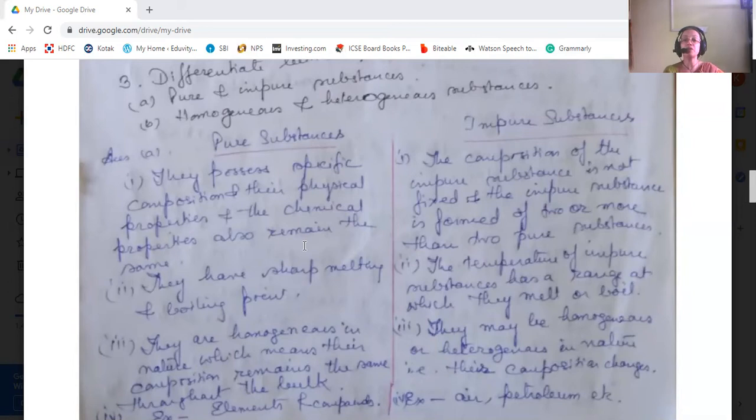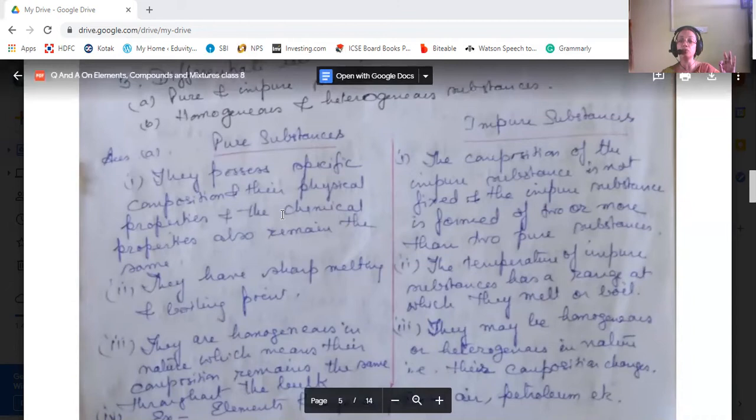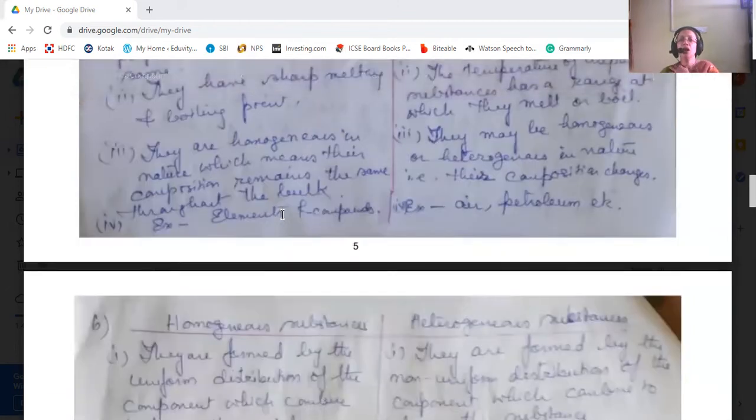Now, pure substances have sharp melting and boiling points, whereas impure substances have a range of melting and boiling points. They have a range, as it differs according to the constituent substances. Pure substances are generally homogeneous in nature, which means the composition remains the same throughout the bulk. And impure substances are heterogeneous in nature, that is, their composition differs. For example, pure substances are elements and compounds, and impure substances are air, petroleum, etc.